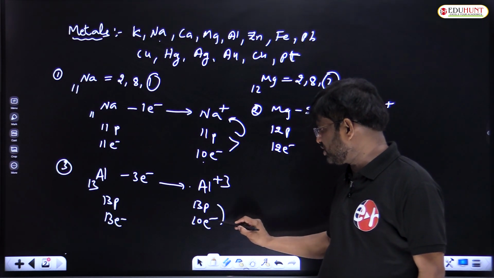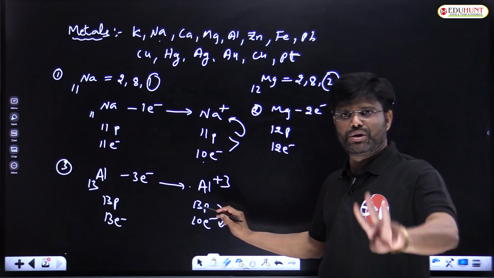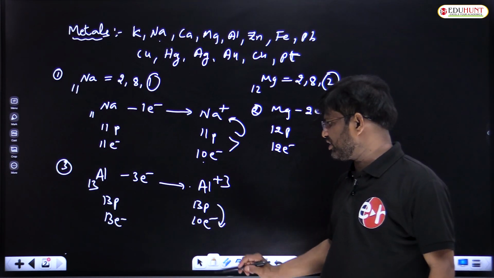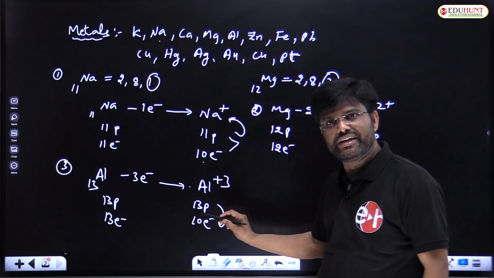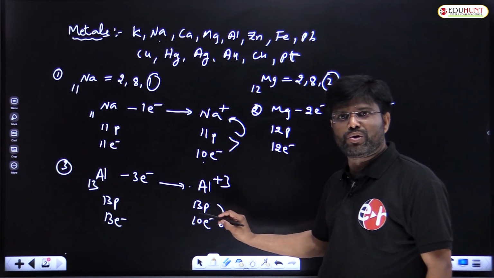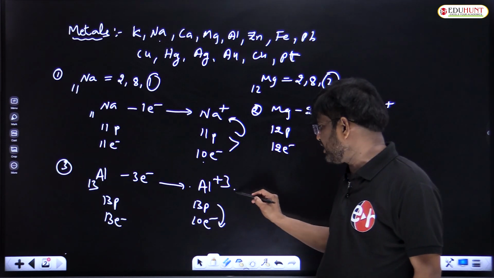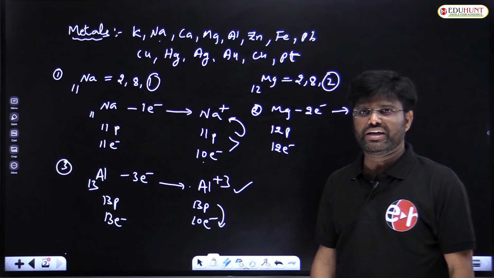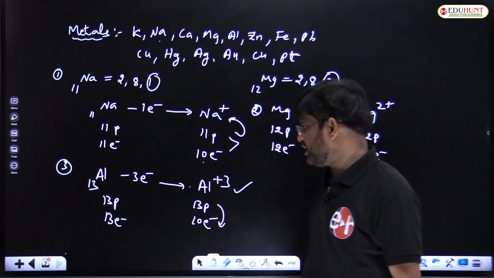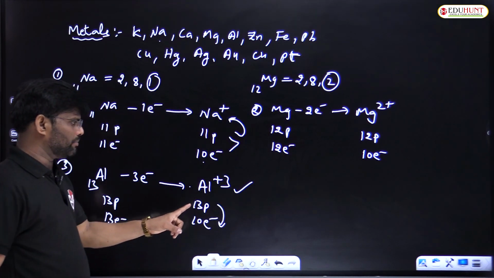So what is the difference here? 3 protons are more than 10 electrons. Proton charge is positive. That's why we are showing 3 protons more than 10 electrons. That's why here Al plus 3. Okay, children? So Al plus 3 this is.